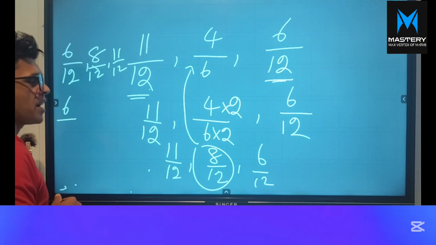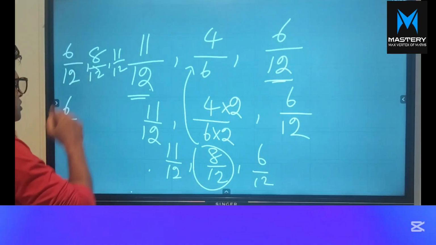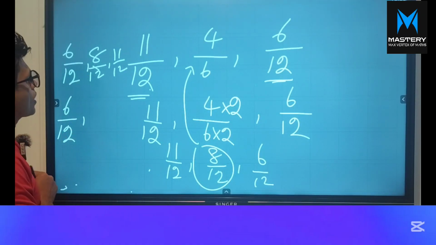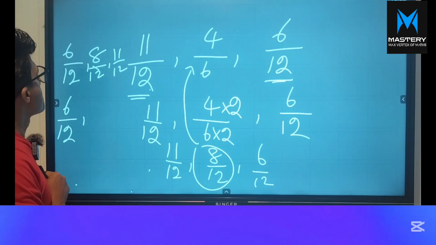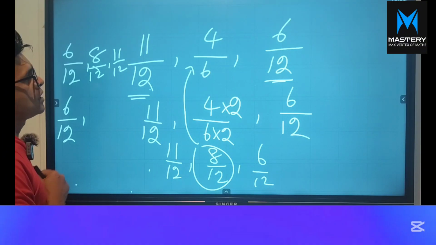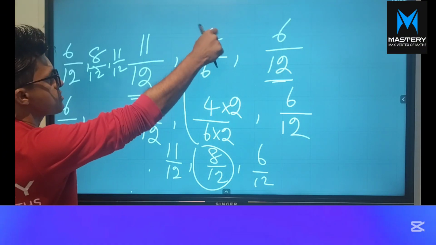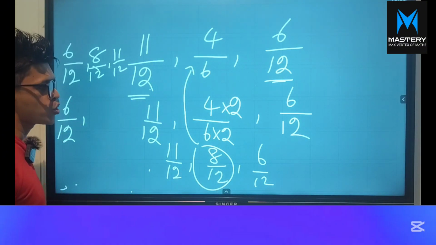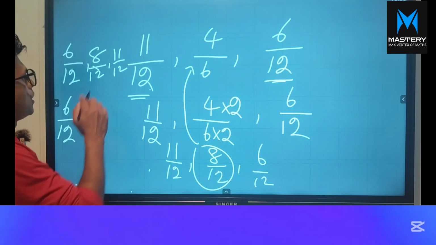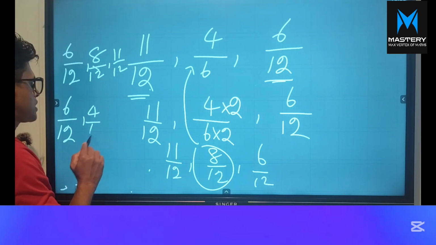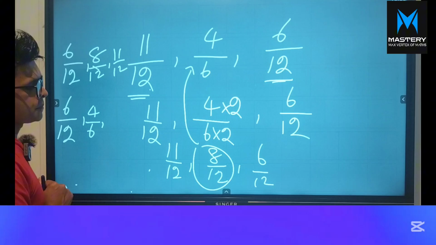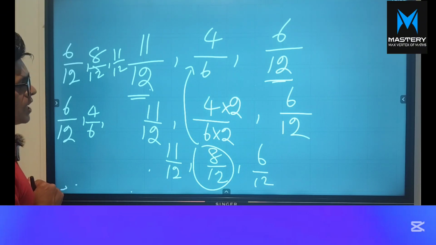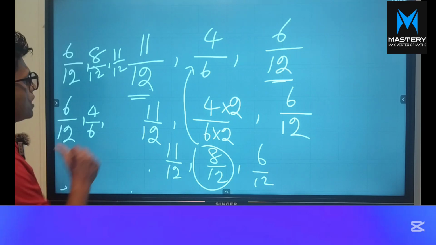Therefore the final answer can be written as 6 over 12. After that, in place of 8 over 12, we write the original 4 over 6. After that, we can write 11 over 12 here.